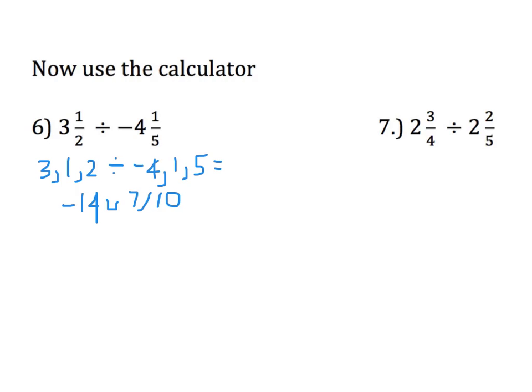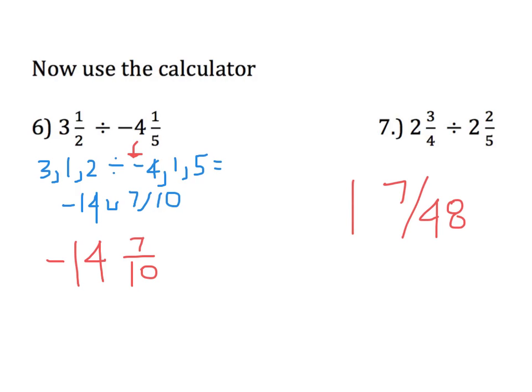When I typed it into the calculator, I typed 3 ABC 1 ABC 2 divided by -4 ABC 1 ABC 5, and I pressed enter, and I got -14 U 7/10. So that lets me know that my final answer is -14 and 7/10. Don't forget to make sure that that's a negative in your calculator. If you get a syntax error, you probably use the subtract sign instead. And the answer for number 7 is 1 and 7/48.